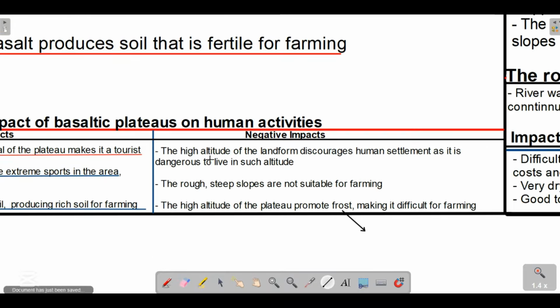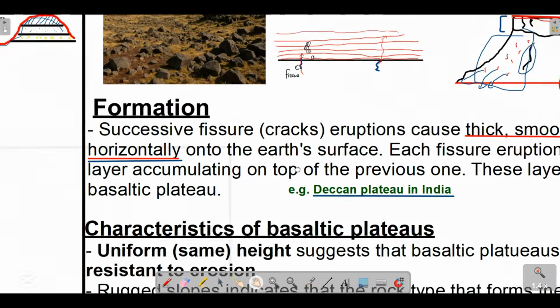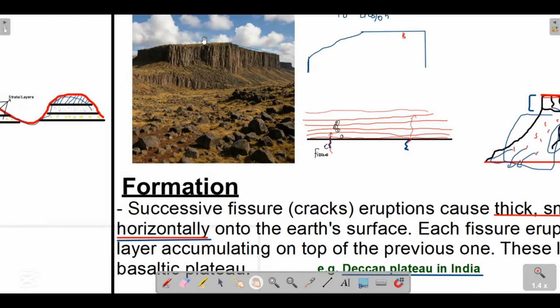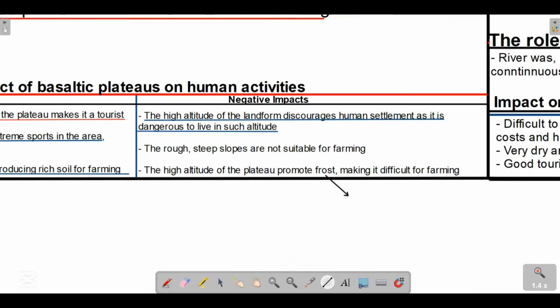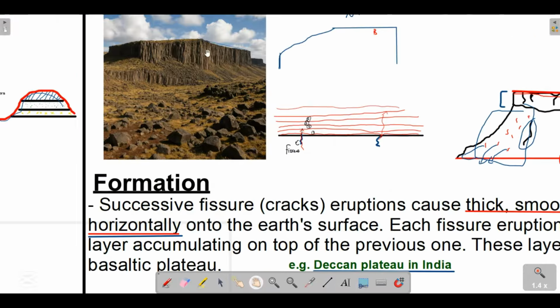Then what about the negative impacts? Well, the high altitude of the landform discourages human settlement, as it is dangerous to live at such altitude. So you cannot have a house there. You cannot settle there. That is dangerous, of course. So it's not good for human settlement. Number two, the rough steep slopes are not suitable for farming. You cannot practice farming on those steep cliffs, as you can see.